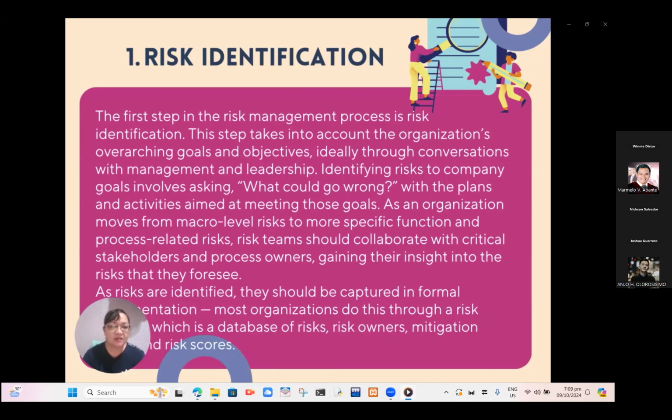With the plans and activities aimed at meeting those goals, as an organization moves from macro-level risks to more specific function and process-related risks, risk teams should collaborate with critical stakeholders and process owners, gaining their insight into the risks that they foresee. As risks are identified, they should be captured in formal documentation. Most organizations do this through a risk register, which is a database of risks, risk owners, mitigation plans, and risk scores.